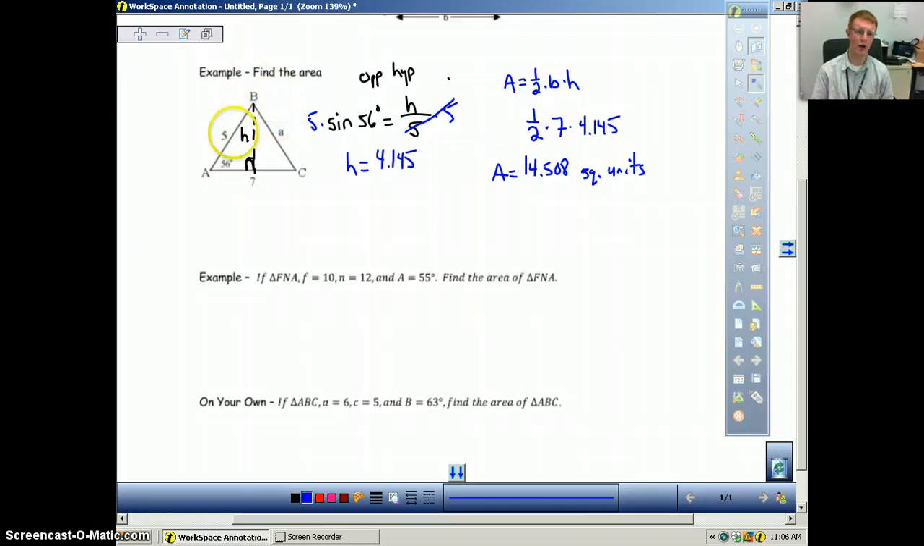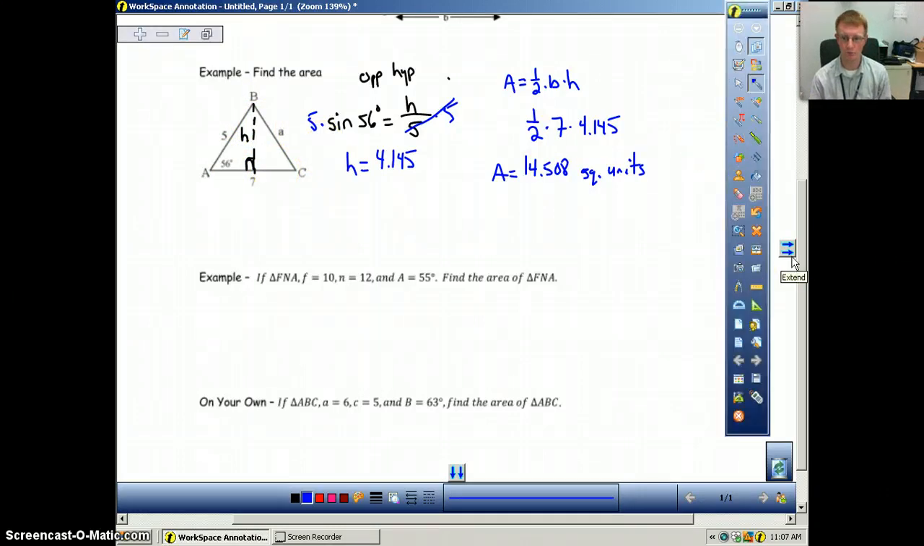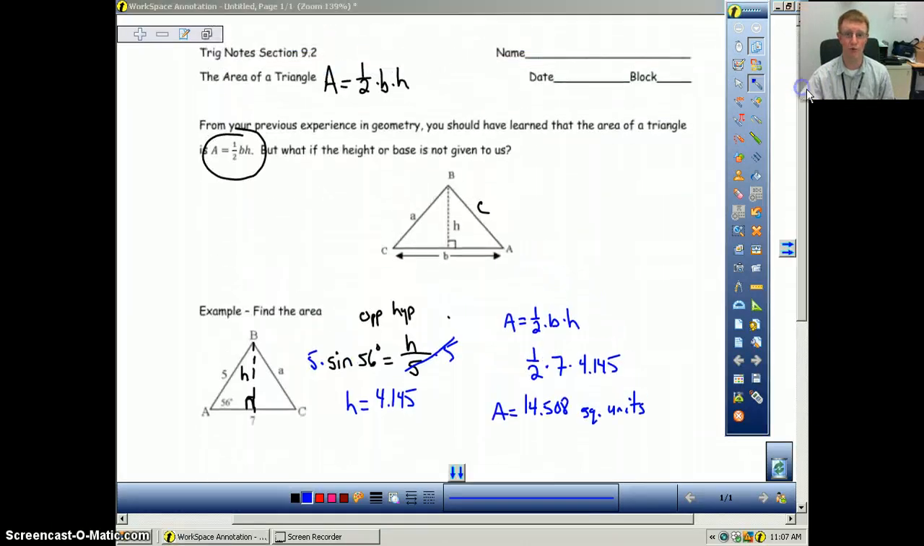So now in general, what we can do is, when we are given two sides of a triangle and the angle in between them, so here we have a side of 5, a side of 7, and the angle in between of 56, we can actually come up with a formula that will work every single time. Now again, this only works if you have two sides and the angle in between.